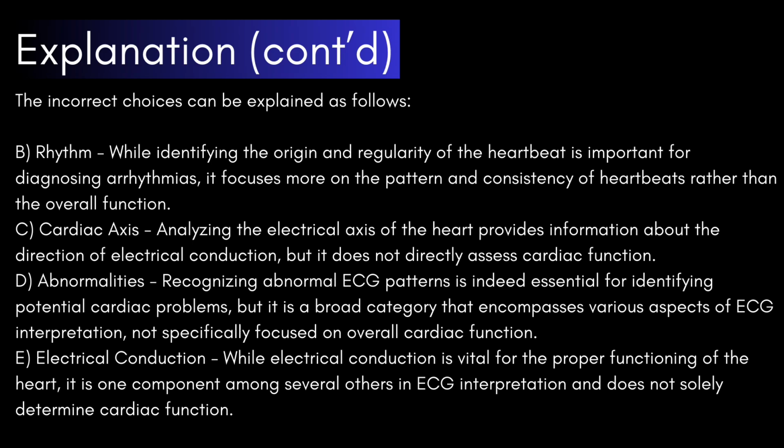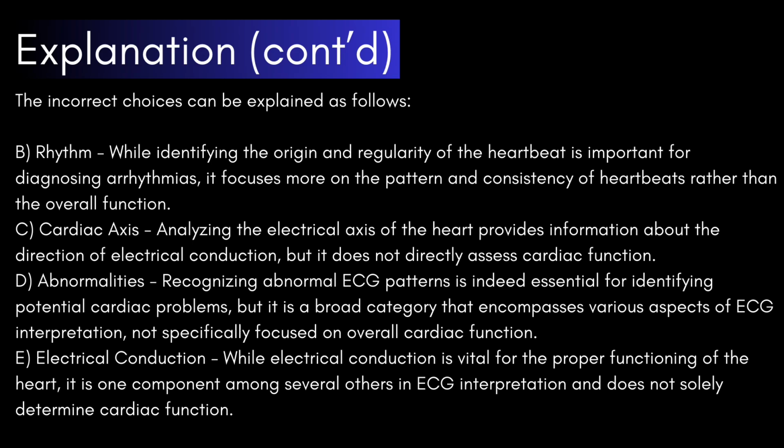C, cardiac axis. Analyzing the electrical axis of the heart provides information about the direction of electrical conduction, but it does not directly assess cardiac function. D, abnormalities. Recognizing abnormal ECG patterns is indeed essential for identifying potential cardiac problems, but it is a broad category that encompasses various aspects of ECG interpretation, not specifically focused on overall cardiac function. E, electrical conduction. While electrical conduction is vital for the proper functioning of the heart, it is one component among several others in ECG interpretation and does not solely determine cardiac function.